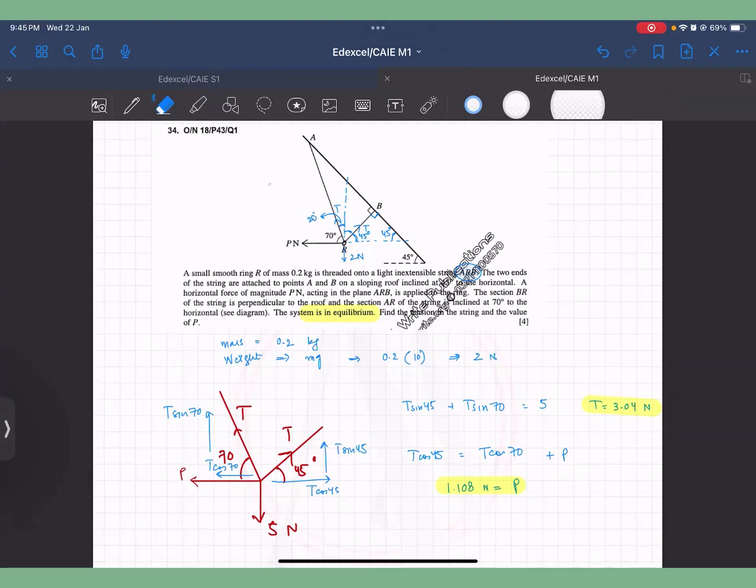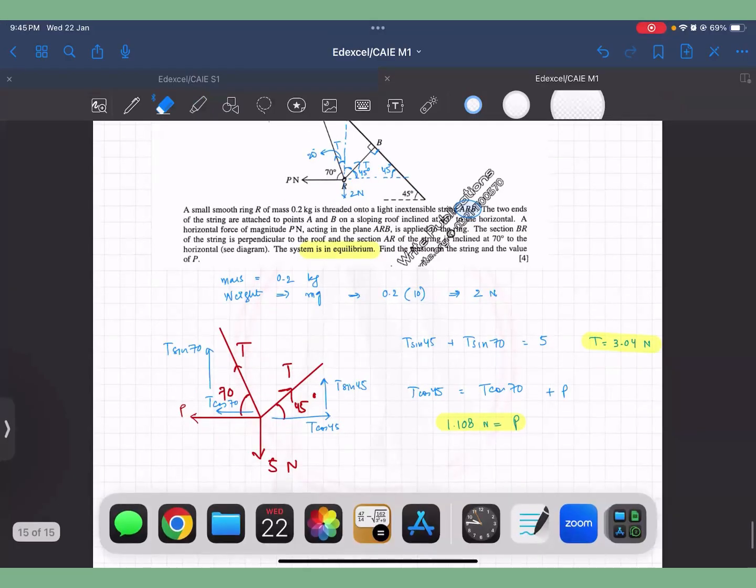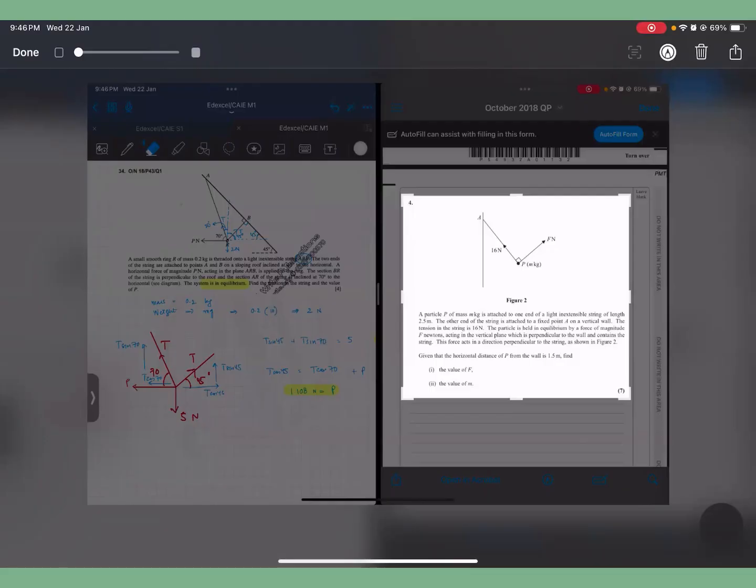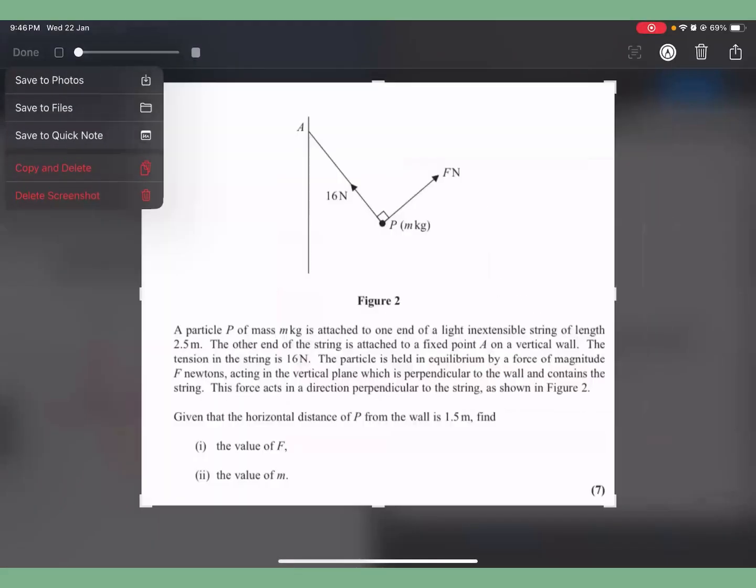Take a minute, understand it. We'll do one more question, and then let me find a past paper from the Edexcel one. Okay, let's do this as the last question for this class, and then you have one question to do at the end of the class.